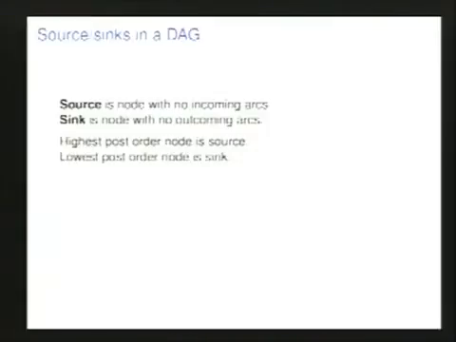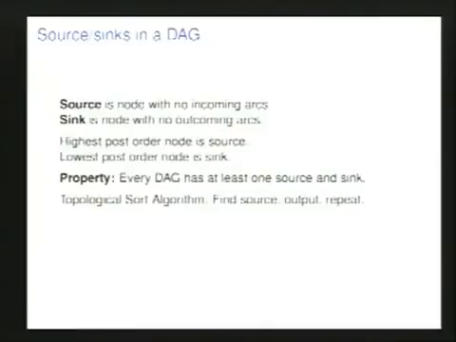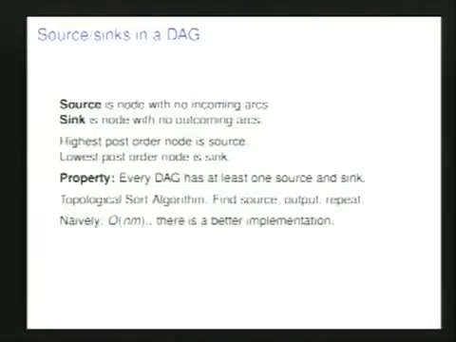So the lowest post-order number is a sink, so it's a node without outgoing arcs. Okay, so every DAG has to have at least one source and one sink. So now here's another topological sorting algorithm, which is you find a source, you output it, you repeat. Naively, that takes order nm, but it's an exercise to do a better implementation. So this is a different topological sort algorithm.